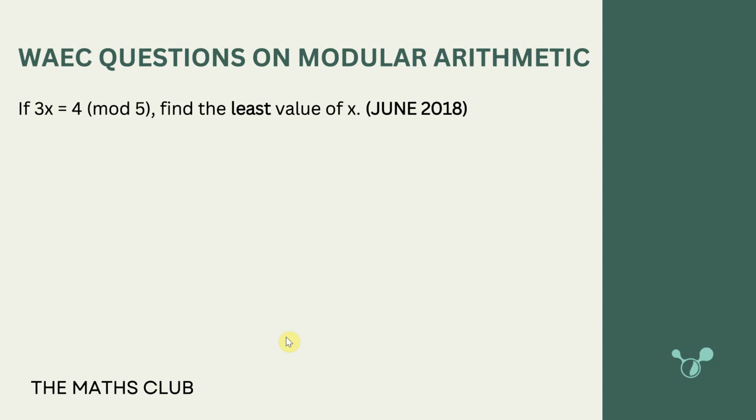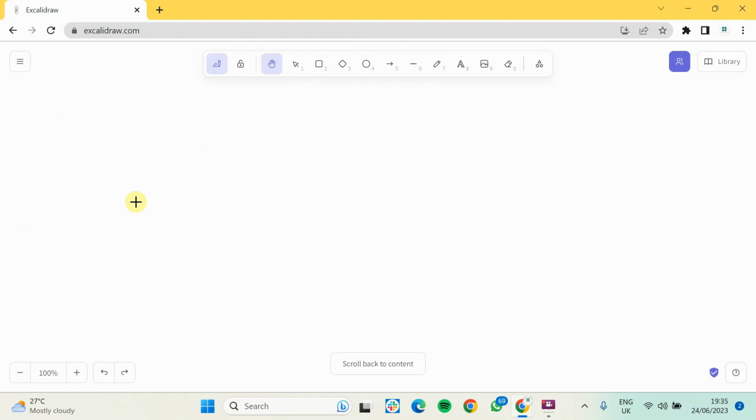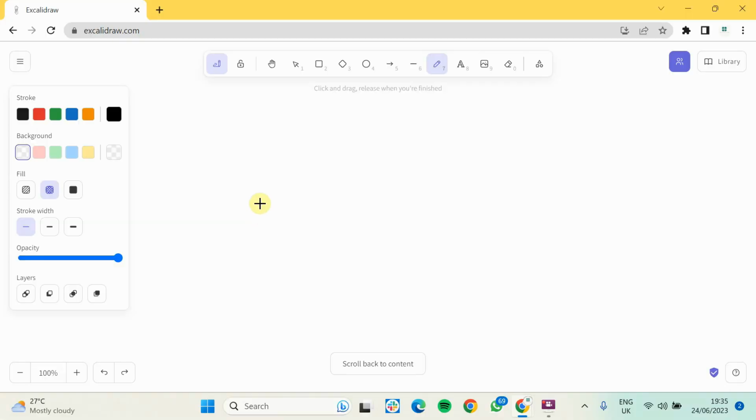Now, let's look at this question. So we have 3x is equal to 4 mod 5. Find the least value of x. So what we know from this is that whatever this thing is, is going to be a value that will multiply 3. So how can we be able to solve this? Let me move this up. So we have 3x is equal to 4 mod 5.